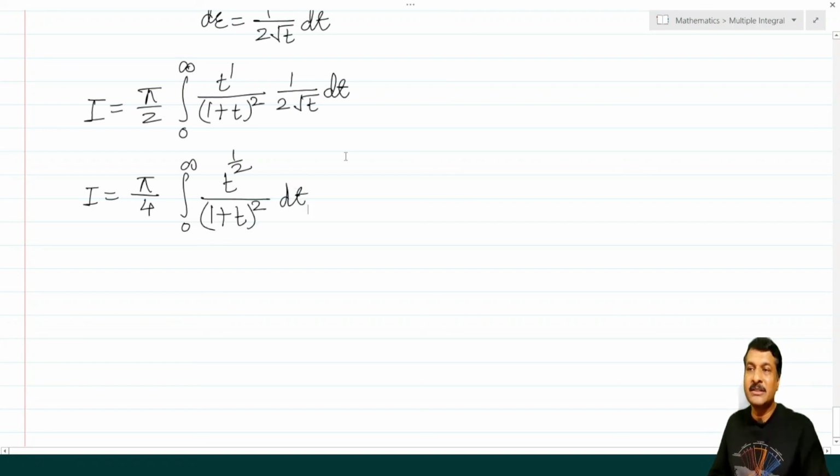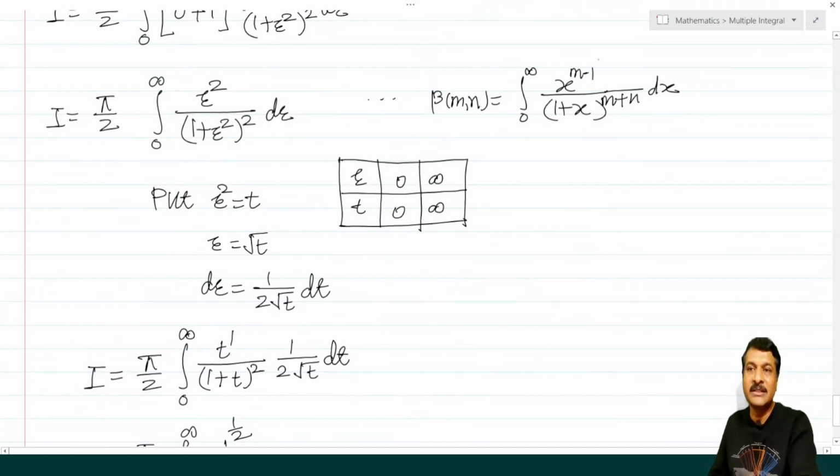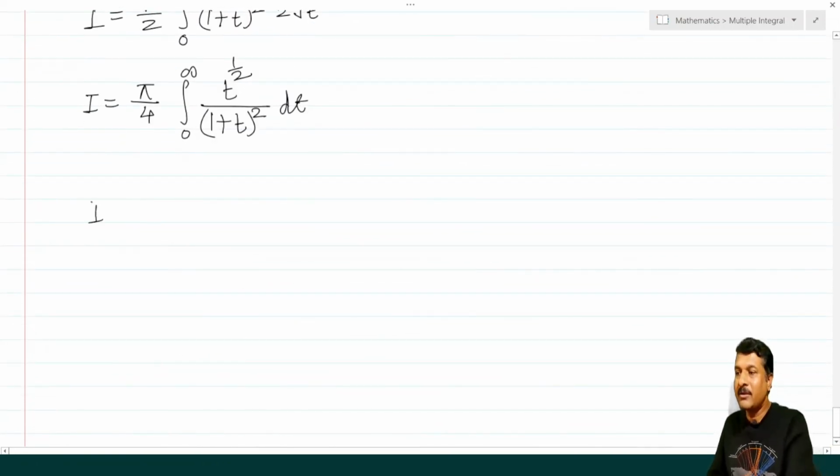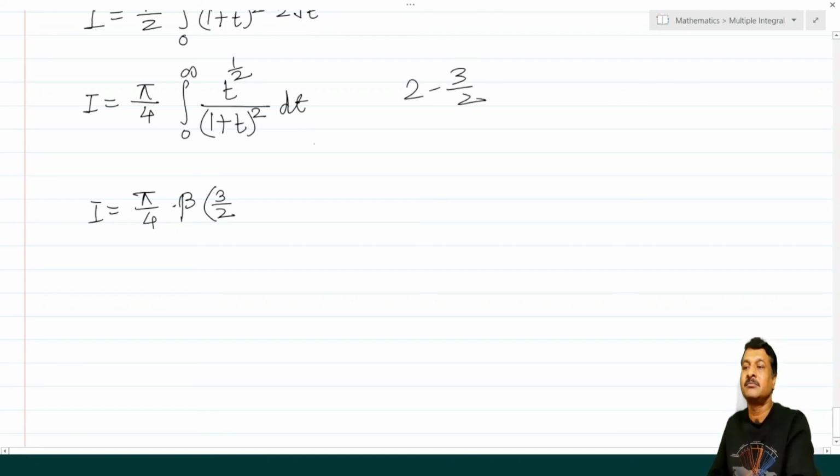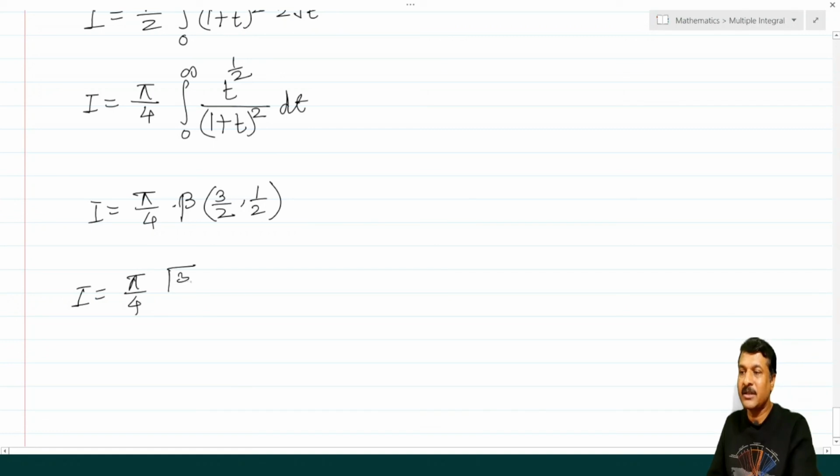So by using this definition, note that first is what? Whatever the power, plus 1, and the addition of this should be here. And that is why I am getting I equal to pi by 4, beta of 1 by 2 plus 1, it is 3 by 2. And what is 2 minus 3 by 2? It is 1 by 2. So by the relation between beta and gamma, I can find this value. It is gamma of the first times gamma of the second upon gamma of the addition. So gamma 3 by 2, gamma 1 by 2 upon gamma of the addition, 3 by 2 plus 1 by 2, it is gamma 2.